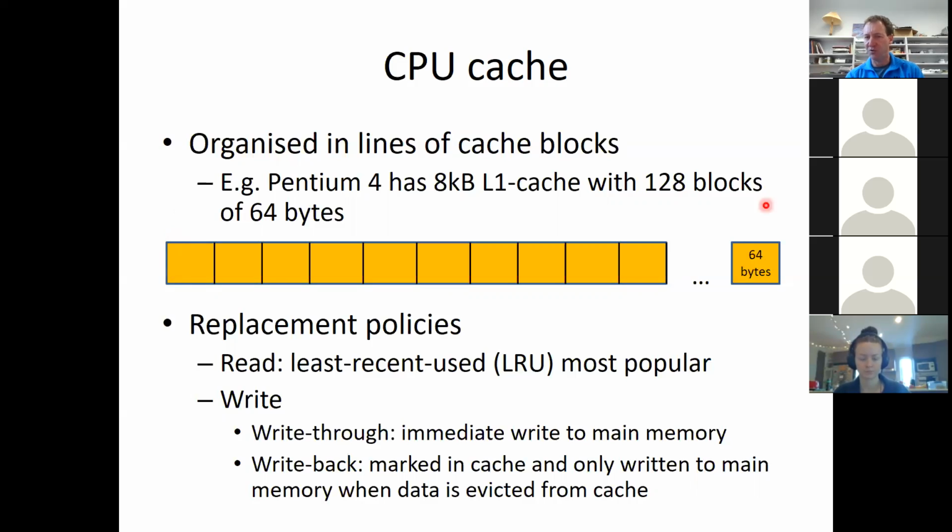Now, if you have this organization of your L1 cache, there also has to be some policy for how this memory is managed and how you replace the memory. For read access, typically the most popular kind of policy is that the least recently used cache line will be replaced by a new one. So this essentially means that your temporal dependency, the one which hasn't been used for the longest, gets replaced.